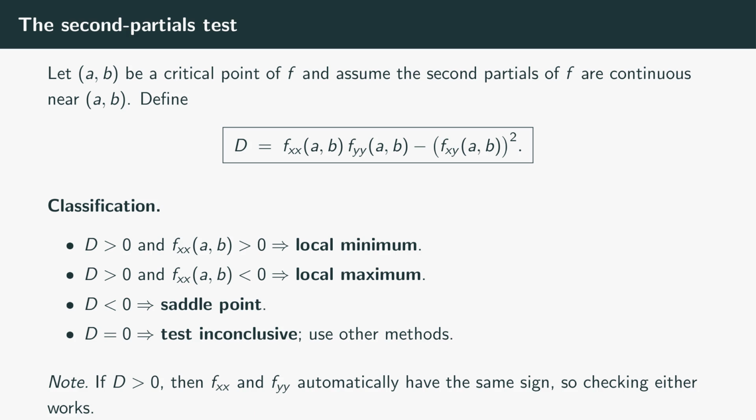Quick note: when capital D is greater than 0, the equation forces f_xx times f_yy to be greater than f_xy squared, which is at least 0, so f_xx and f_yy must have the same sign. You can check either one to decide max versus min, and they will always agree. The mixed partial f_xy enters squared, so its sign doesn't matter. Only its magnitude does, and that magnitude is what can drag capital D down into negative territory and turn a would-be extremum into a saddle.